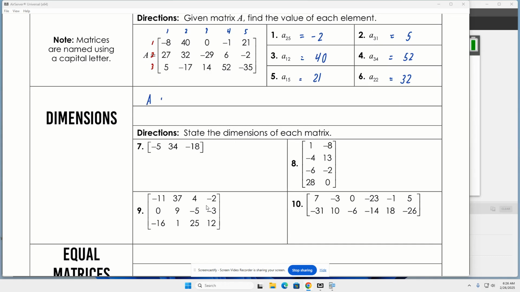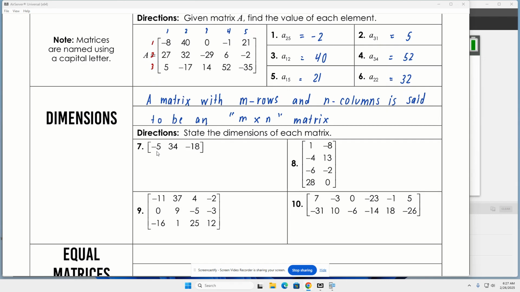A matrix with, and we'll say M rows and N columns is said to be an M by N matrix. So clearly, we're going to start with how many rows there are.